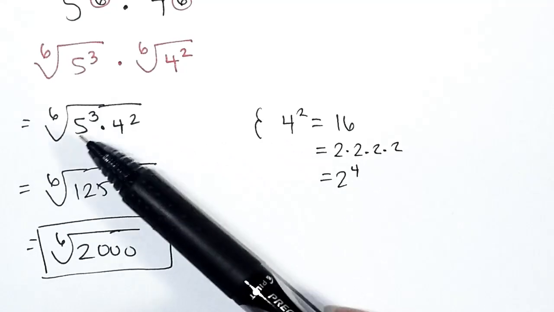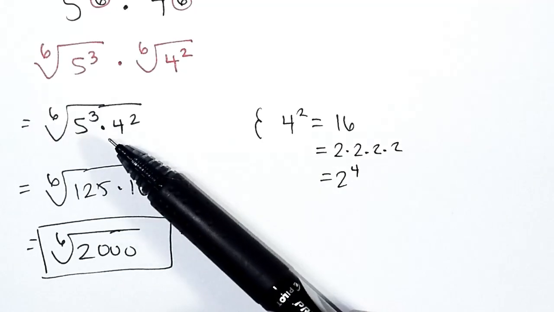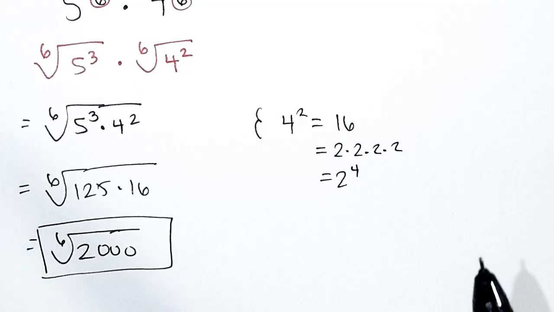Why? Because we were not able to simplify the 6th root of 5 cubed or the 6th root of 4 squared.